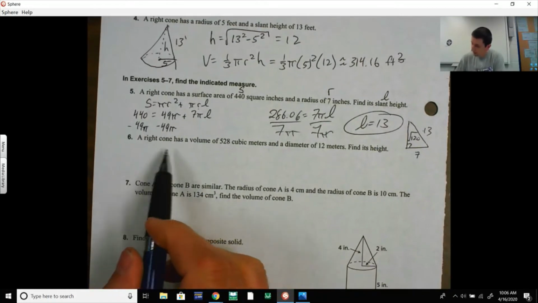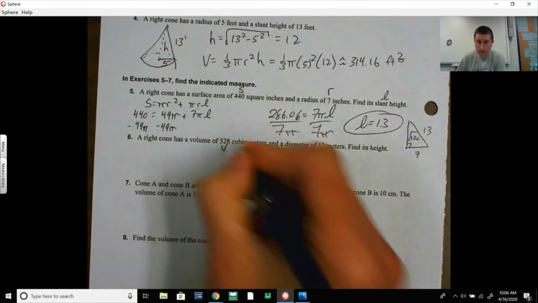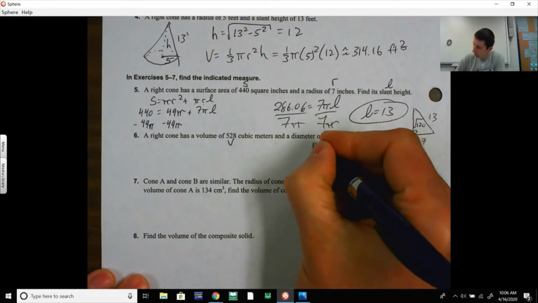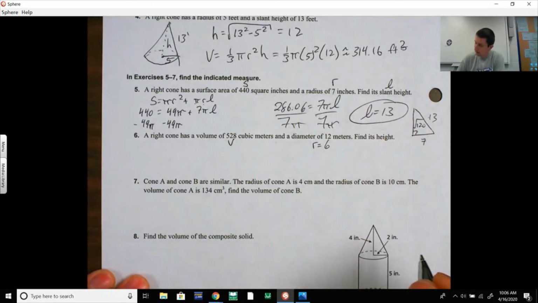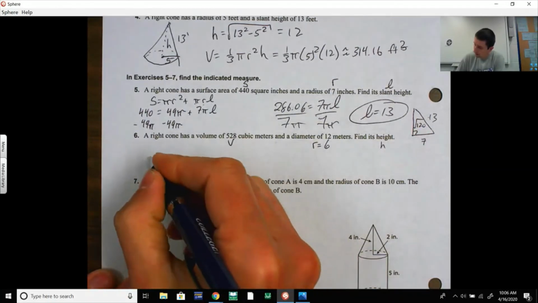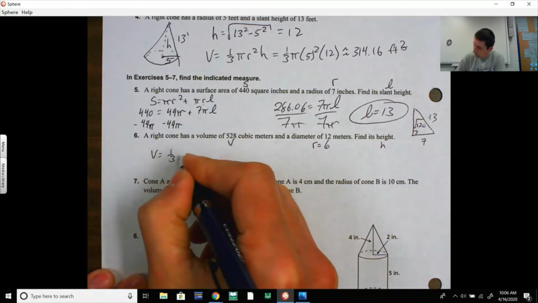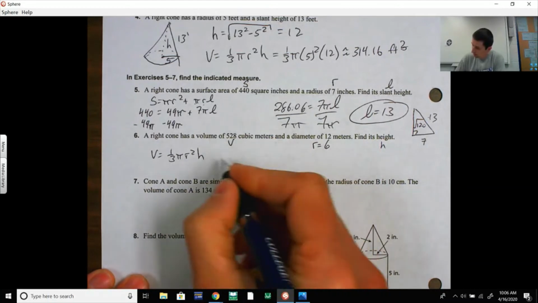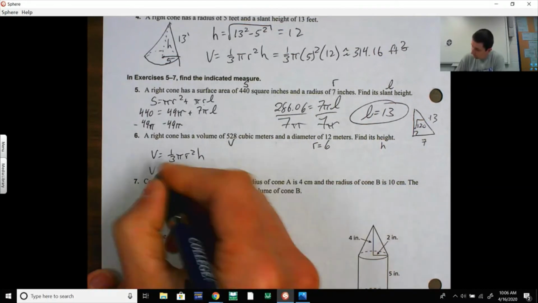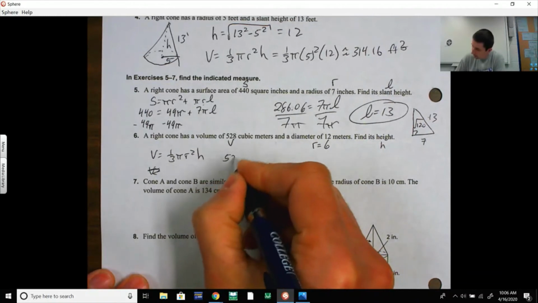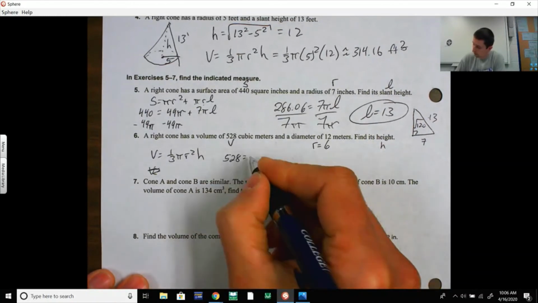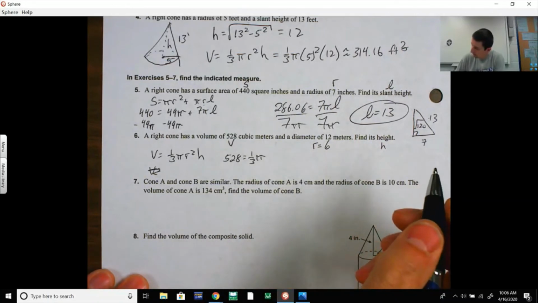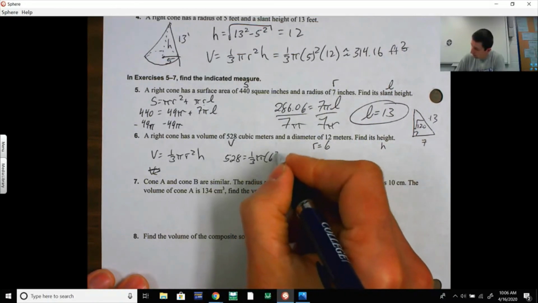A right cone has a volume of 528 cubic meters and a diameter of 12. We don't want diameter, we want radius. Radius is 6. Find its height. So volume equals 1/3 pi r squared h. So 528 equals 1/3 times pi times 6 squared, and then h.